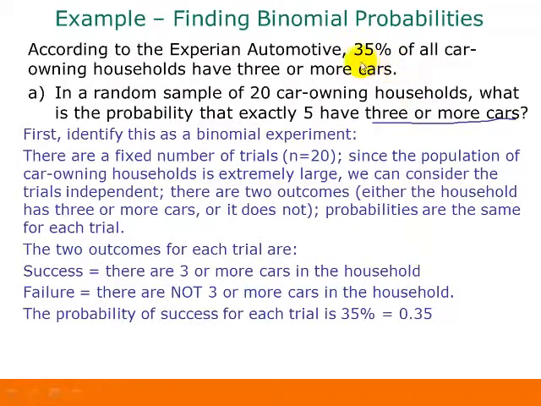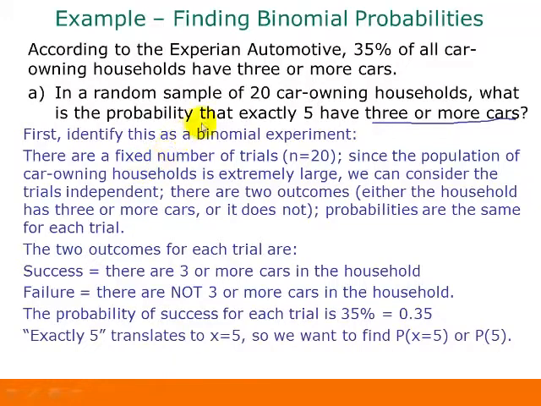And again, since we already know that 35% of the households do have 3 or more cars, that means the probability of success on each trial is 35%, or we have to put this in decimal form to use our calculator, so this would be 0.35. And the question that we're asking is the probability that exactly 5 have 3 or more cars. So we're looking for exactly 5 successes. This translates to just x is equal to 5. We're looking at just a single value here. So we want to find the probability that x equals 5, or we usually write this as just P(5).